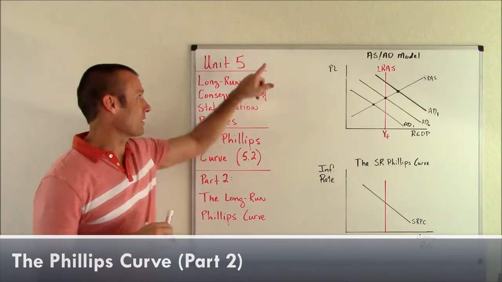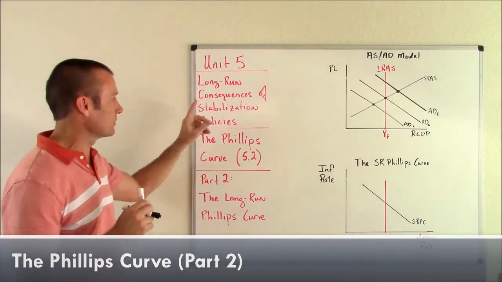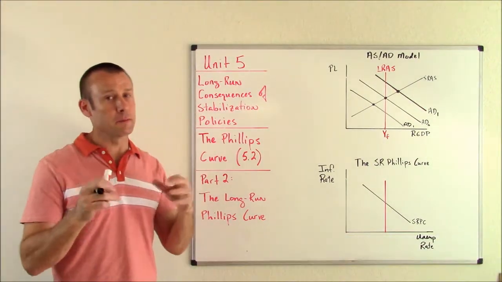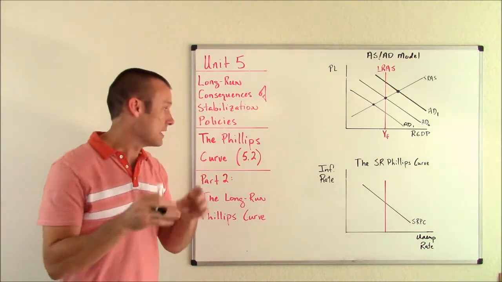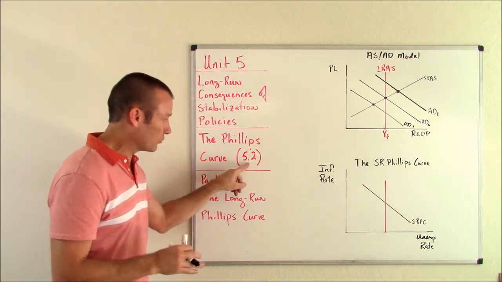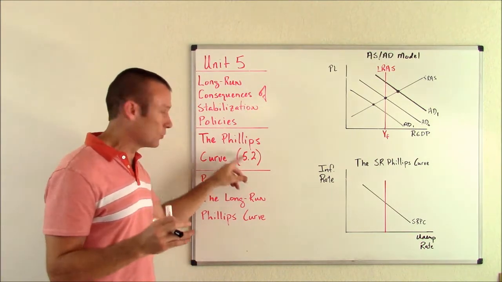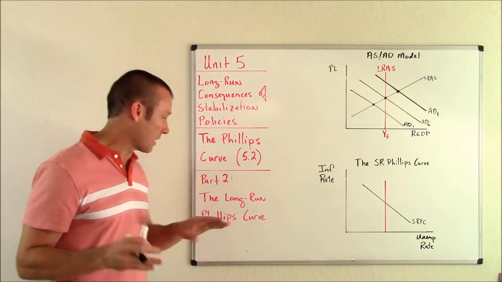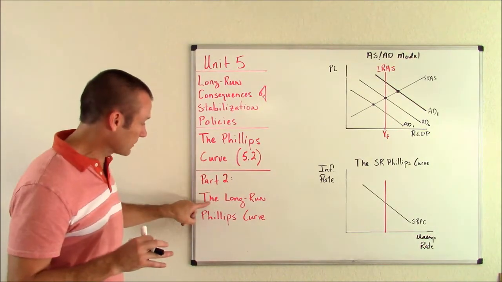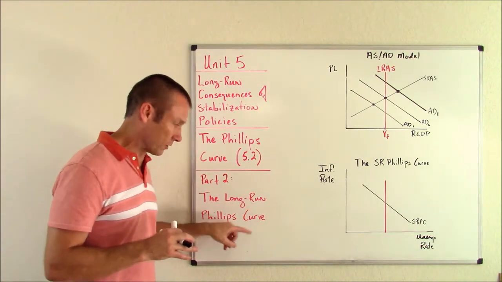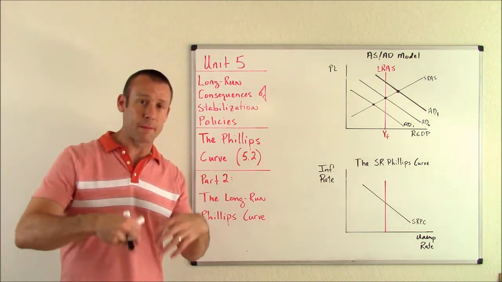Hey everybody, welcome back. We're on Unit 5, the long-run consequences of stabilization policies. Maybe better named, the short-run and long-run consequences of stabilization policies. What we're on right now specifically is subunit 5.2, the Phillips curve, and we are on part 2 in this subunit. In this video, we're going to be focused on the long-run Phillips curve. But let me very quickly recap part 1.